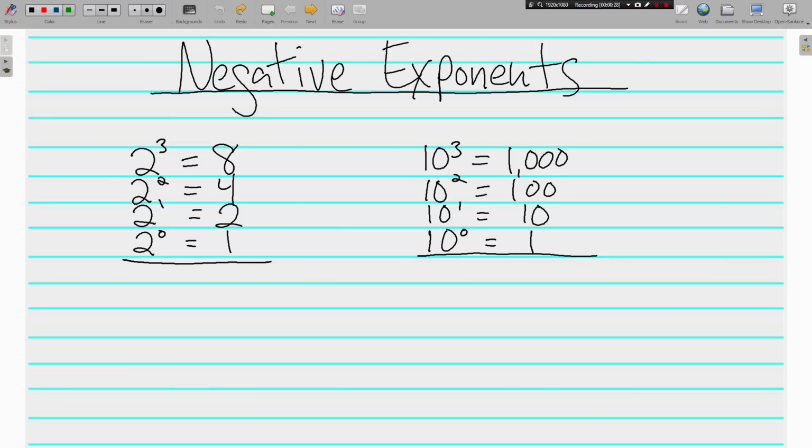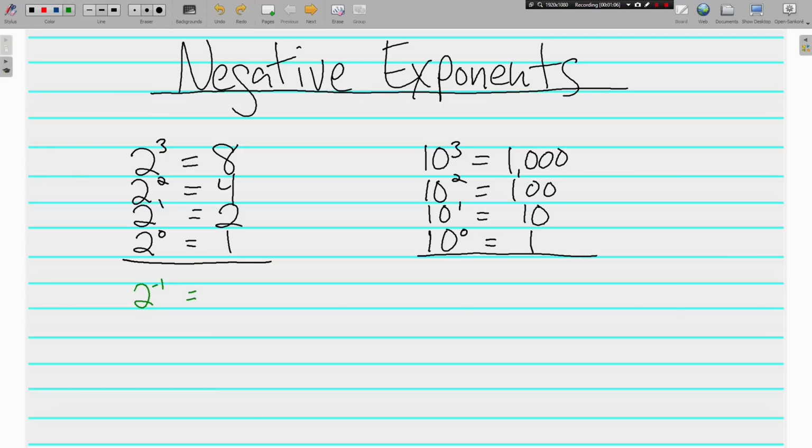Here, we know that 2 to the third power is 8 because 2 times 2 times 2 is 8. 2 to the second power is 4. 2 to the first power is 2. And we know that anything to the 0 power is 1. Now if we keep going down the line, the next thing that we would want to figure out is 2 to the negative first. Look at the pattern of our answers. 8 to 4 to 2 to 1.